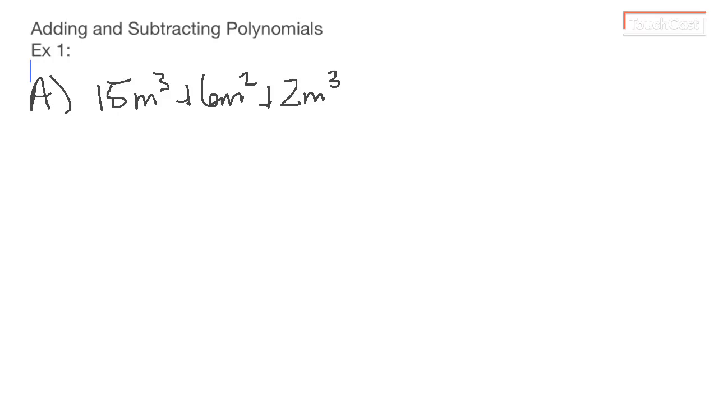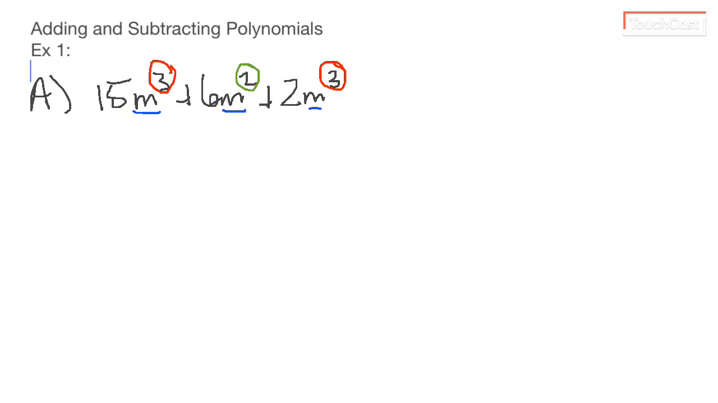So in this first term, in fact in all terms, they have an m, so they have the same variable. This first term has an m to the third, and I see one other term with an m to the third. And then this last term has an m squared. So what that means is we can combine the terms with the same variable, with the same exponents. We can combine like terms.